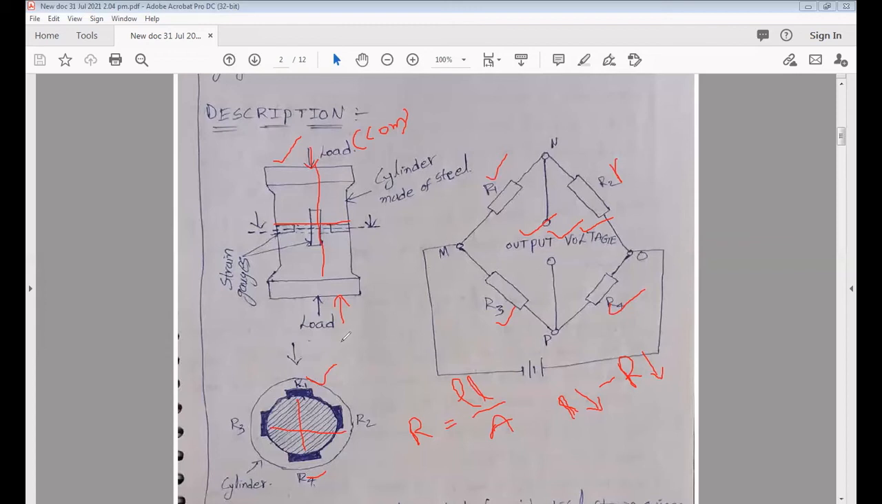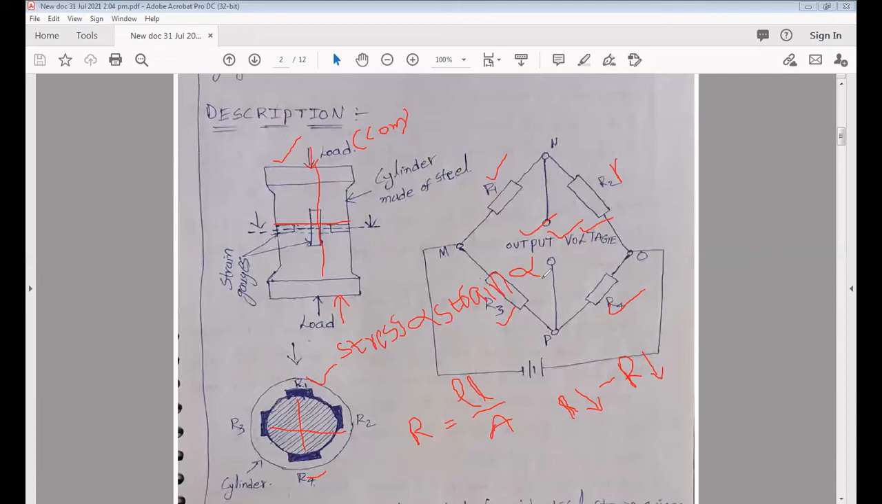So the stress, or a stretch, or a force, or a compression increases. Suppose for example we are taking a stress. If stress increases, then automatically the strain also increases. The strain is directly proportional to the stress. Because strain increases due to that stress, automatically the length will change. That length change is different in the horizontal and vertical directions.